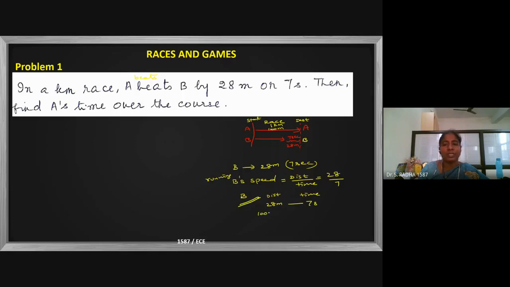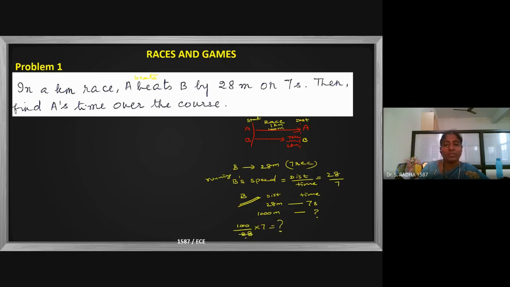For 1000 meters, how much time will he take? Now you can see as distance increases, time also increases. That is directly proportional. So we write the fraction like this: 1000 by 28 into 7. This is the question mark value.